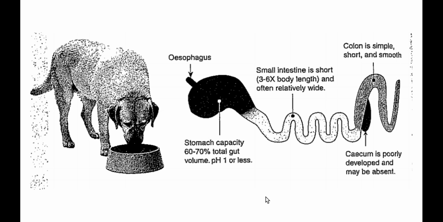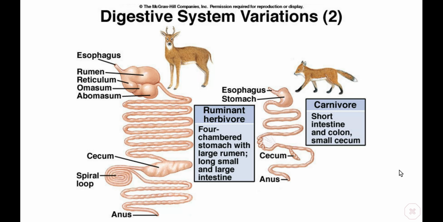The colon is simple, short, and smooth. Again, it just allows for the absorption of substances, in particular water, and then the storage of solid wastes before they're excreted. And here we can see that the cecum is poorly developed, or in some carnivores, it may not even be present at all. And this, again, is an evolutionary thing. Over time, the carnivores didn't require it, so it just gradually got smaller and smaller, and in some carnivores, it completely disappeared.